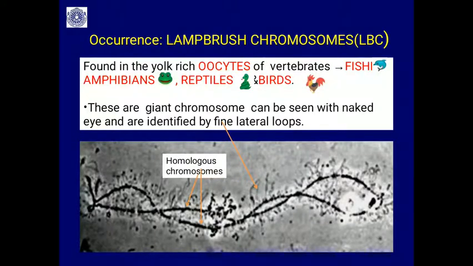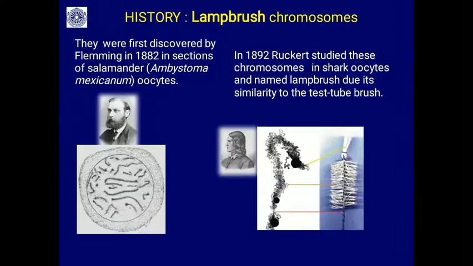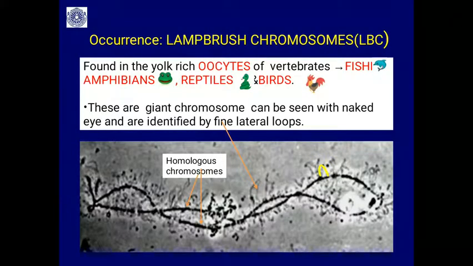You may see here this micrograph. These are homologous chromosomes paired, which you find during meiotic prophase, and the chromatids have lateral loops. That is how these Lampbrush chromosomes are identified.